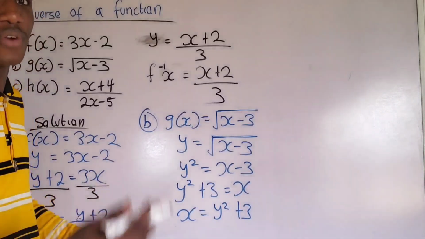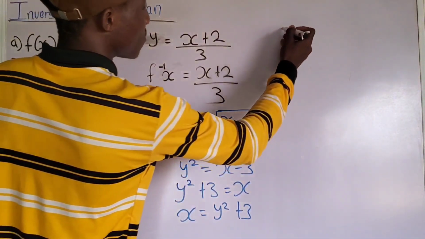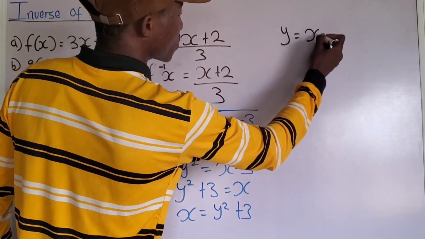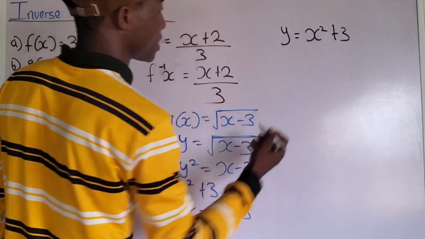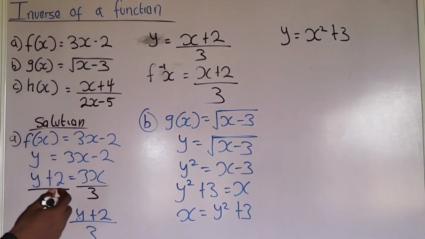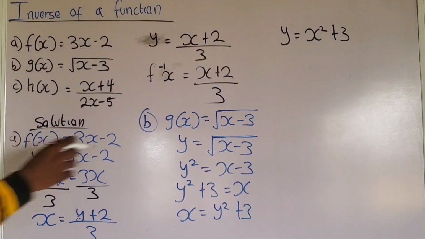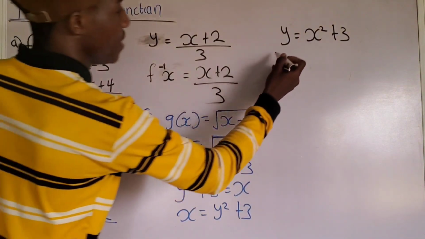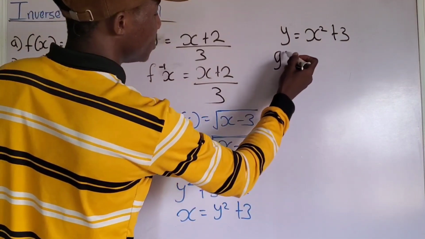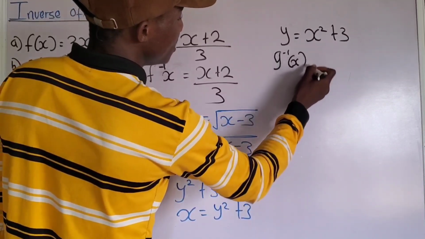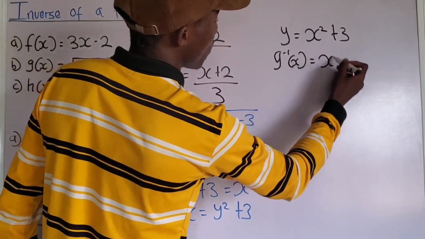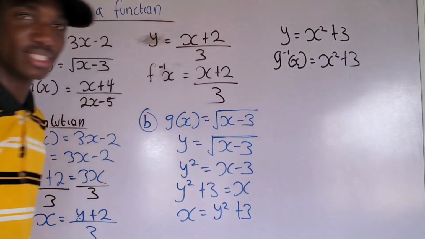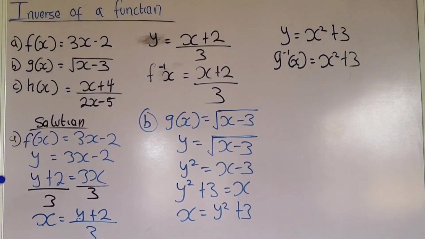That is what we call inverse, you understand? So for this, I'm going to have y equals x squared plus 3. Because I said let y be equal to this, the inverse of the function g of x will be x squared plus 3. Do you understand?